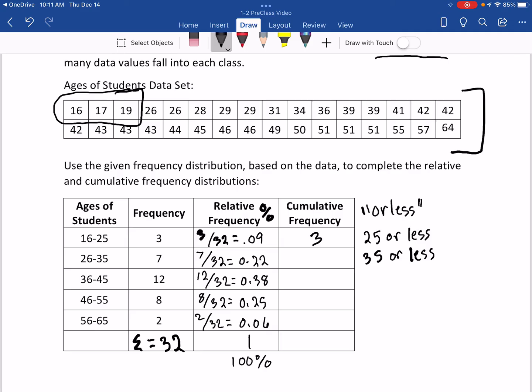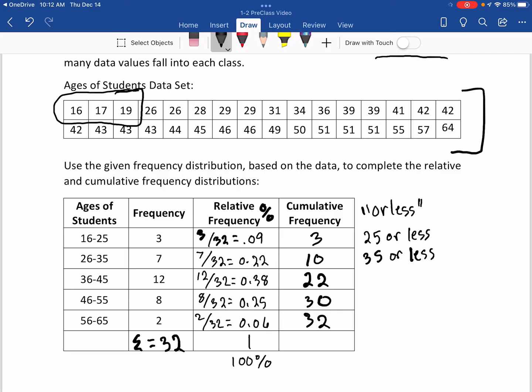So for cumulative frequency, I have 3 students who are 25 or less. And then I just add the next frequency. So 3 plus 7 is 10. So there's 10 students that are in the class that we're sitting in, which is this 26 to 35, or less than that, which would be the ones above it. And then if I add 12, I would get 22. And if I add 8, I would get 30. And then 32. You expect the last one to be the same as your total. Yep, exactly.